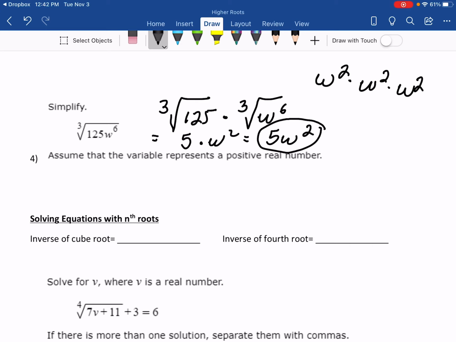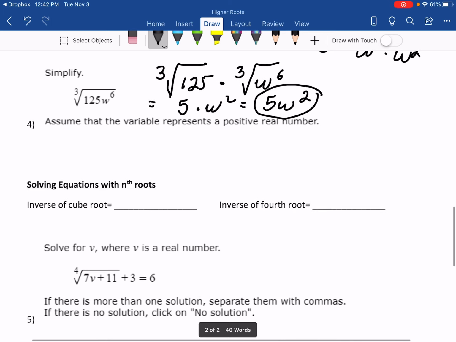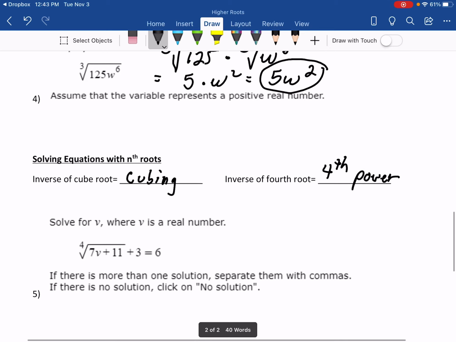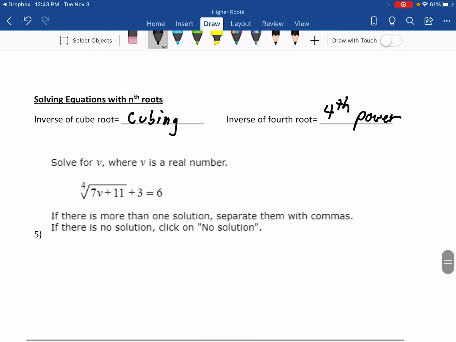All right, next thing we're going to do, we're going to use these nth roots to solve some equations. So as we've seen before, the inverse of a cube root is cubing, and the inverse of fourth root is fourth power, right? So number 4, we have this equation involving a fourth root. I'm just going to copy it down here.